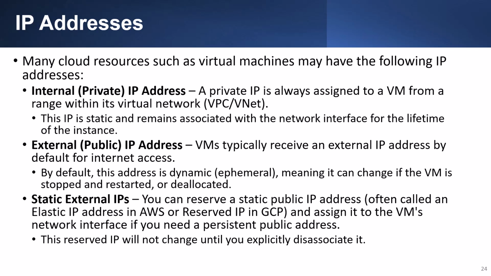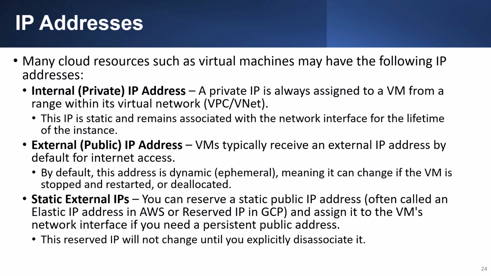External or public IP address is where a VM typically receives an external IP address by default for internet access. By default, this address is dynamic or ephemeral, meaning it can change if the VM is stopped and restarted or deallocated. And lastly, we have static external IPs.